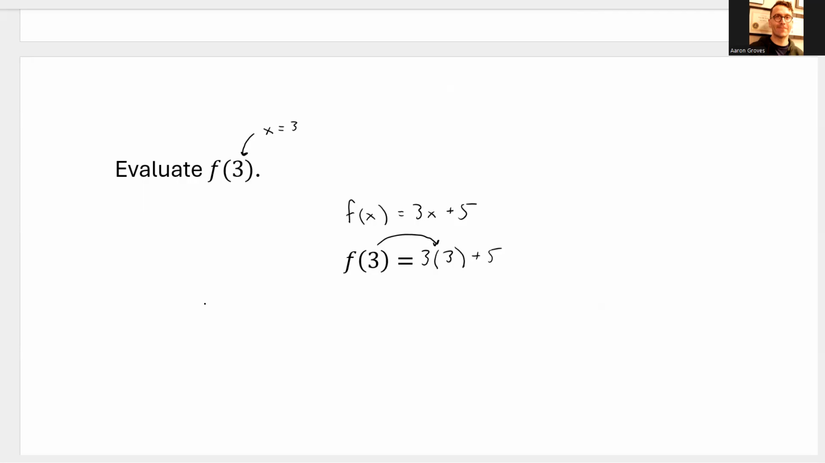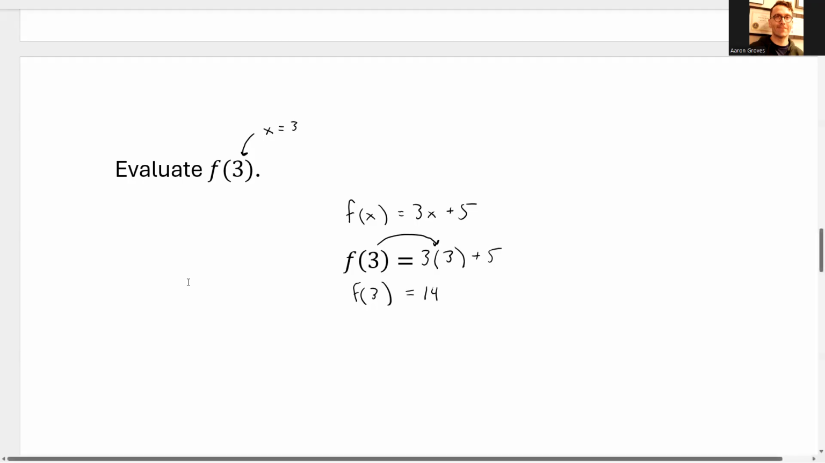We would get 3 times 3, which is equal to 9, plus 5, which is equal to 14. So here, f of 3 is equal to 14. Again, a nice concise way of telling a reader that you plugged in a value of 3 and you got out a value of 14.